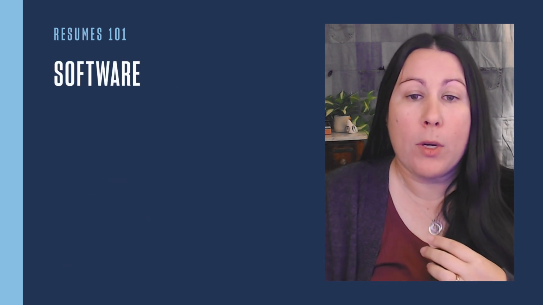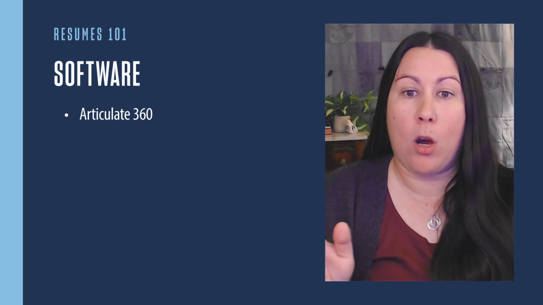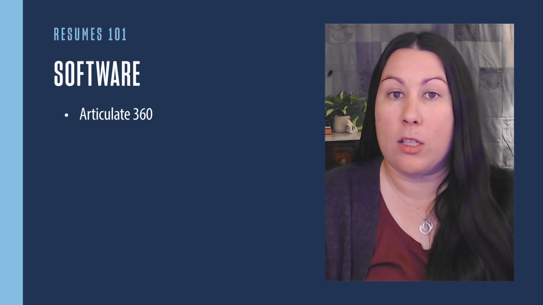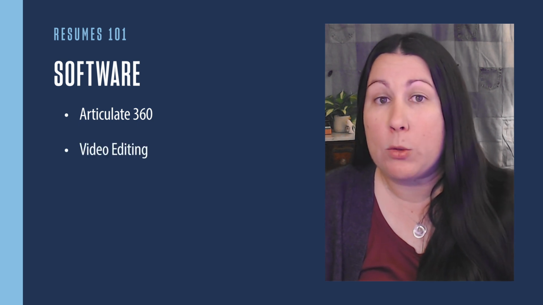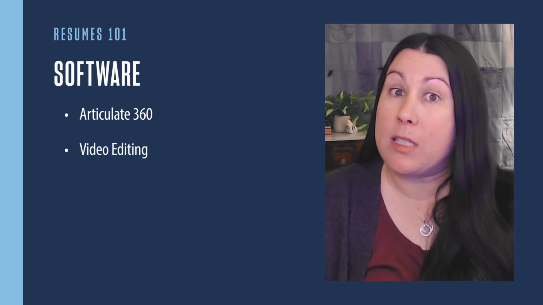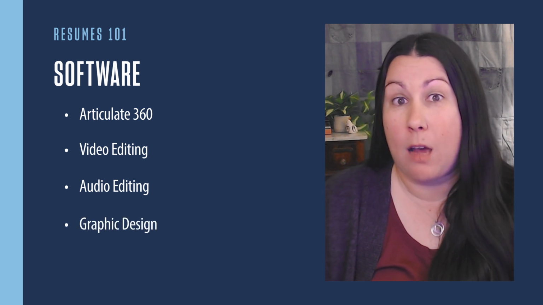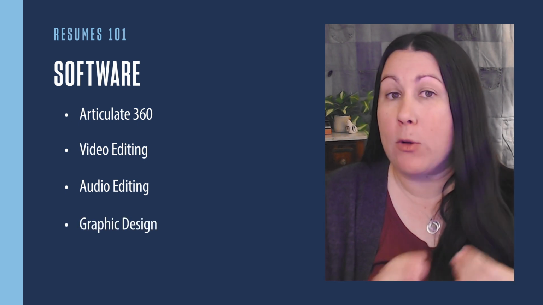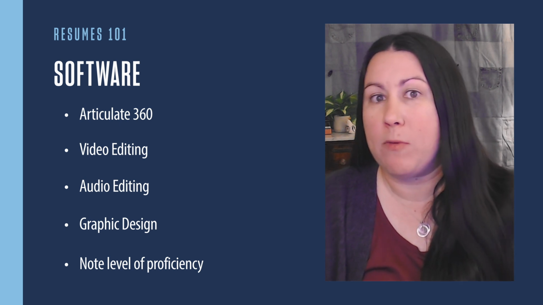So under software, think things like the Articulate suite. Maybe you are really skilled at Articulate Storyline, Articulate Rise. You might also include video editing tools like Camtasia, or perhaps sound editing tools, or other graphic design or visual design software. You could even notate how skilled you are with each software. You could note that you're an expert, that you're proficient.